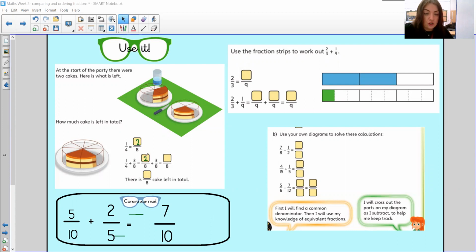together. Now I've got 2 pieces and 3 pieces. How many do I have altogether? I've got 5 pieces. So how much is left? 5/8 of the cake. So well done to you if you got that one right.